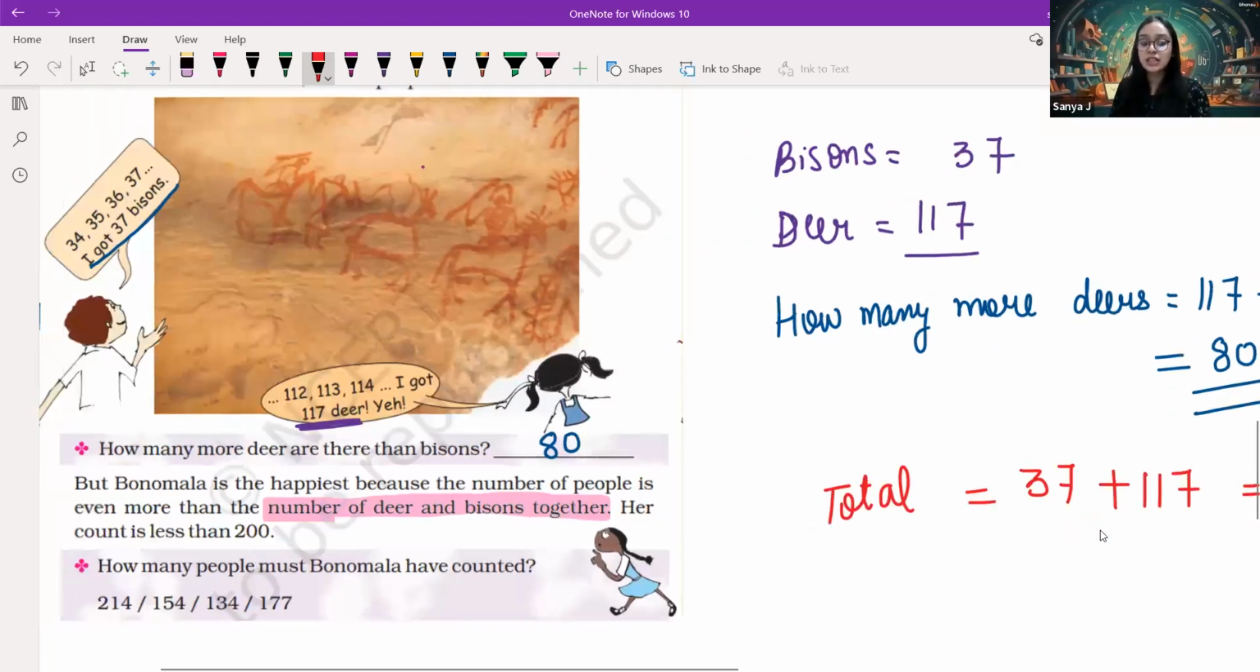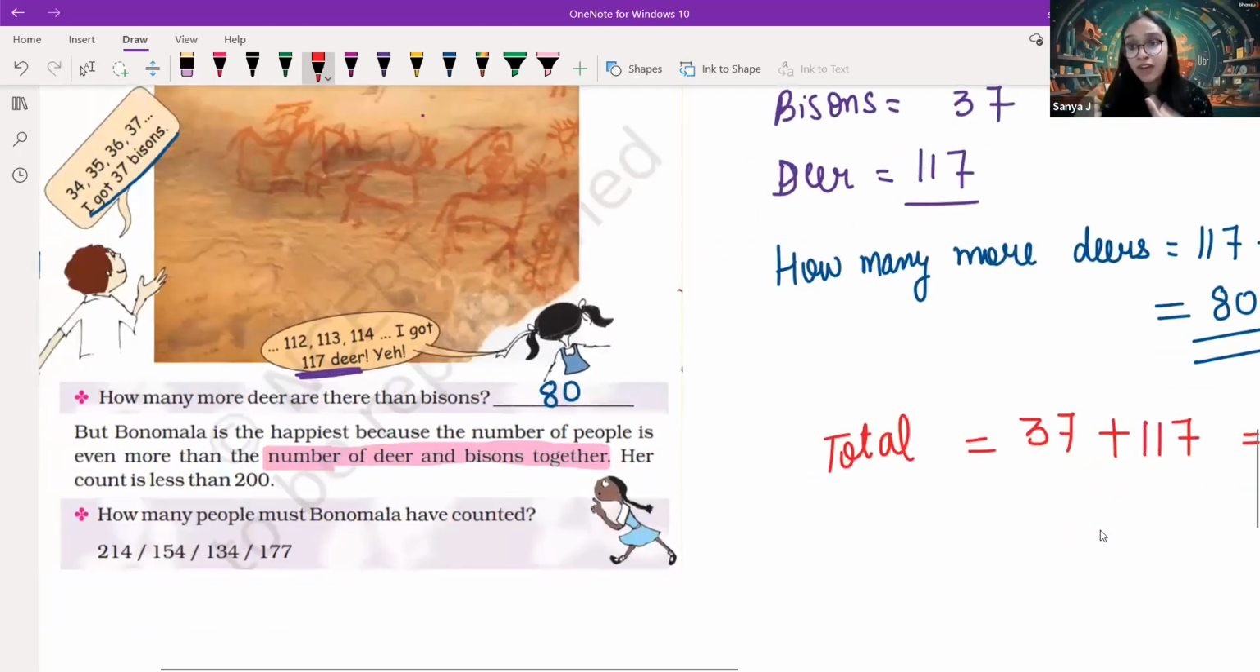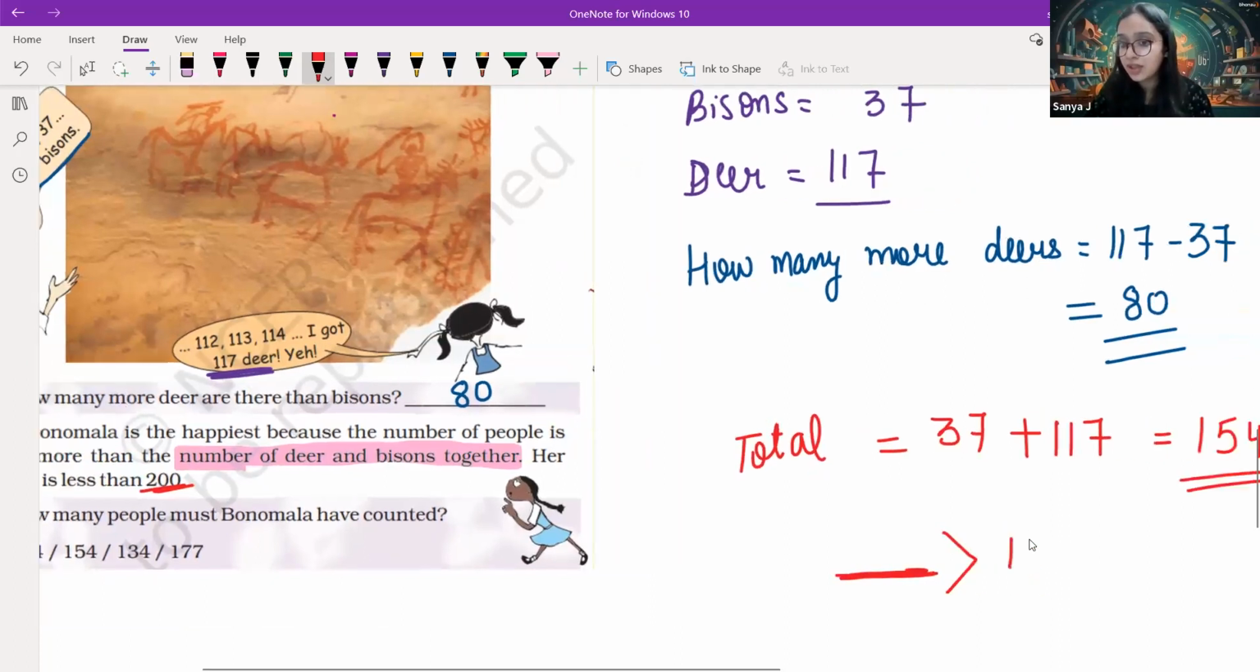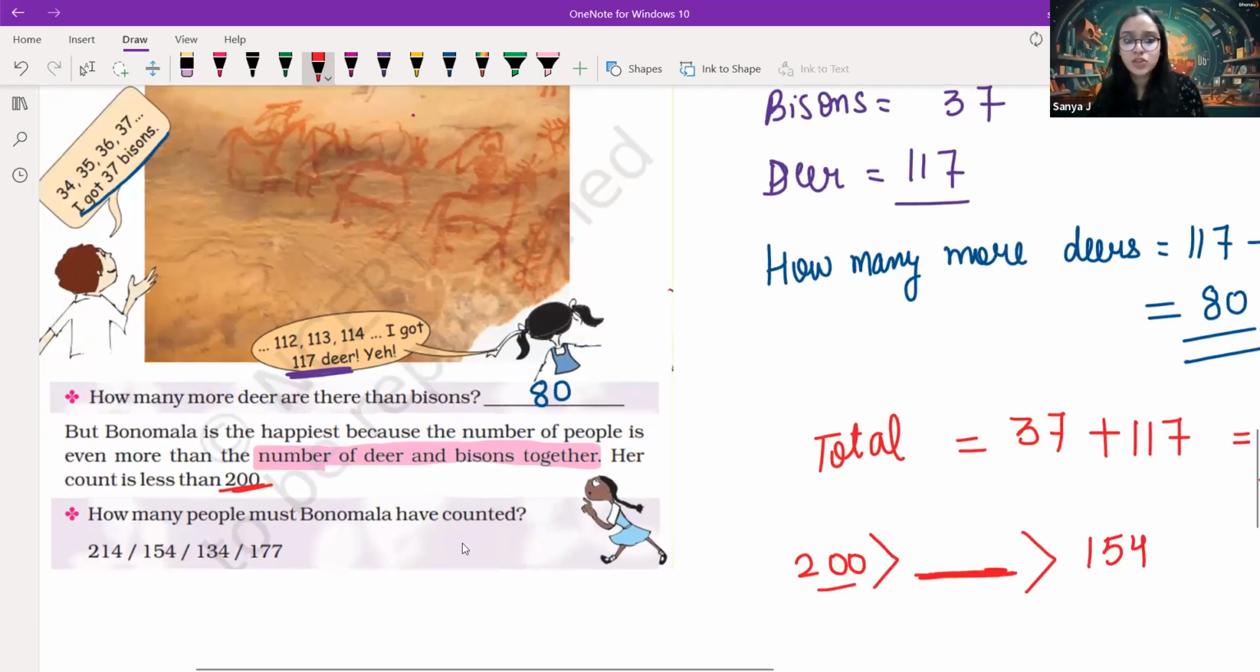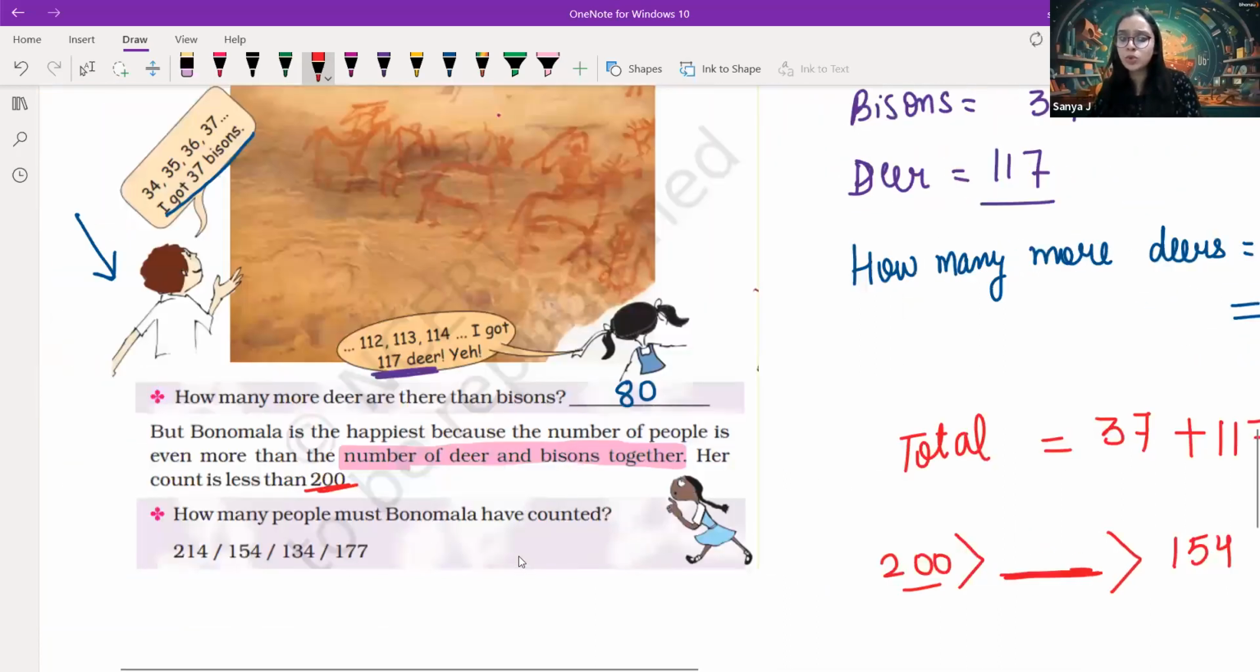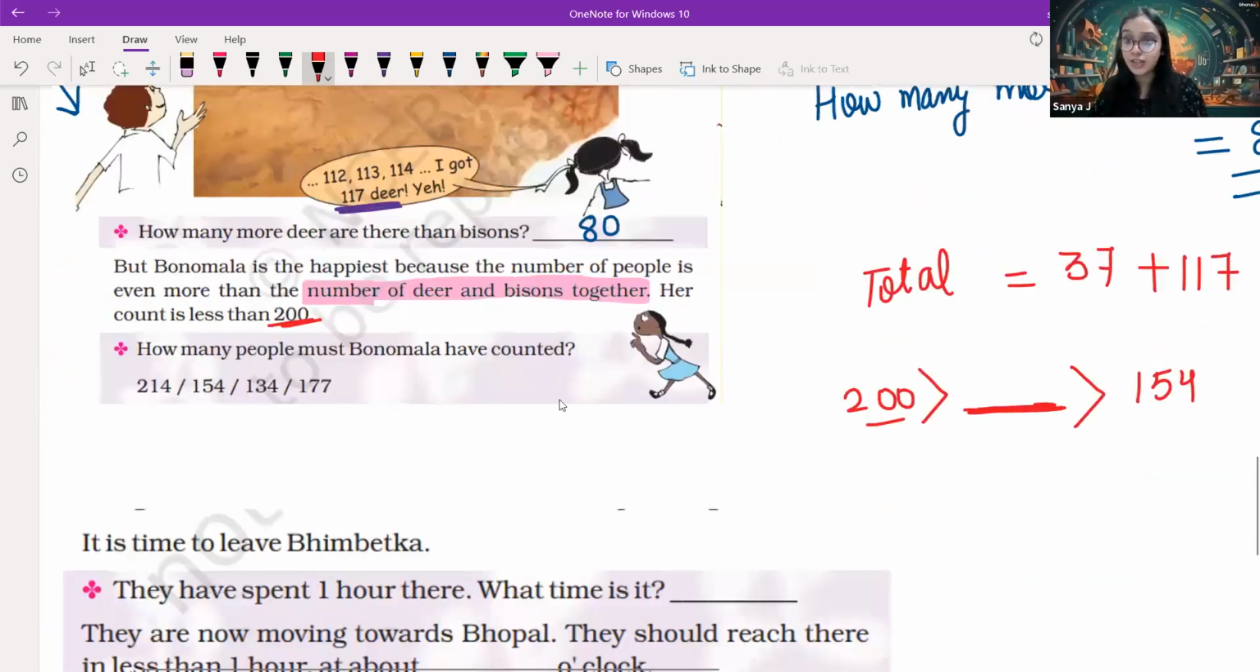But she says that her number is more than 154. Her count is less than 200. Whatever the number is, it is more than 154, but it is less than 200. So how many people must Bunomala have counted? Let's check that together.